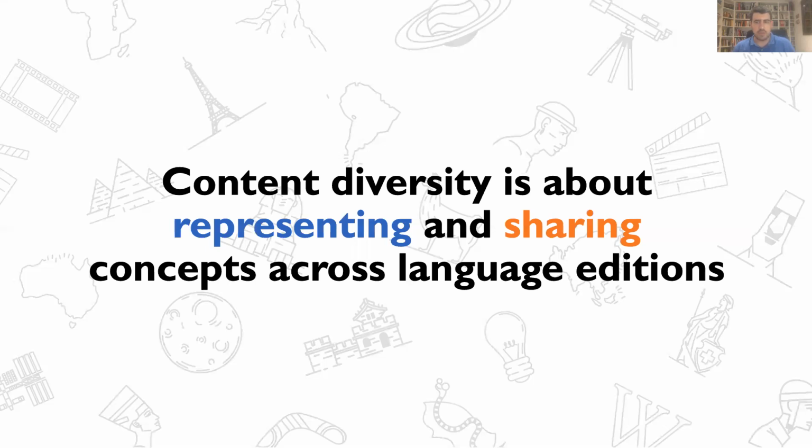Even though language communities make the project grow on a constant basis, the content of Wikipedia does not represent the existing diversity in peoples, places, and cultures of the world. In fact, there is a gap between language editions, and articles are often not shared or remain unique to one language. The creation of articles in Wikipedia language editions is spontaneous and non-directed, and we need more content diversity, which is first about representing concepts and then sharing across languages.